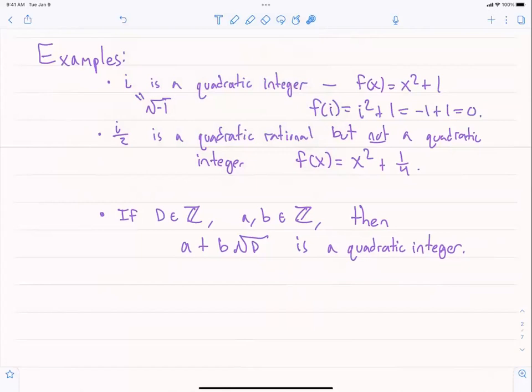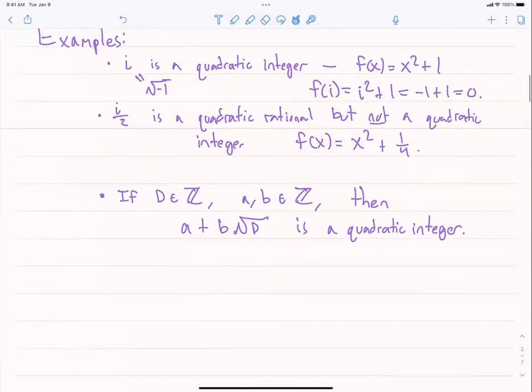On the other hand, if I take i over 2, this is still going to be a quadratic rational because it's a root of the polynomial x squared plus 1/4, but it's not a quadratic integer. If you think about it a little bit, you'll see that it's not possible. Even though you can find a monic polynomial with rational coefficients where i over 2 is a root, it's not possible to find a degree 2 monic polynomial with integer coefficients such that i over 2 is a root. So that shows you the difference between these two ideas, and I'll come back to that in a minute.